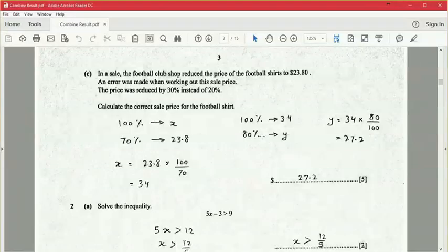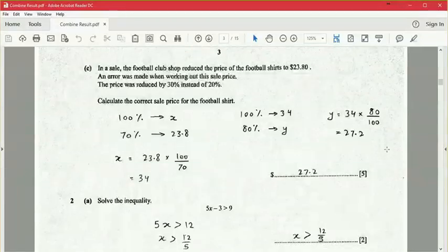And then we want to know the price if we reduced it by 20% only. So if 100% equals 34, then how much will 80% equal? This is Y, then Y equals 34 times 80 over 100, which gives us 27.2.